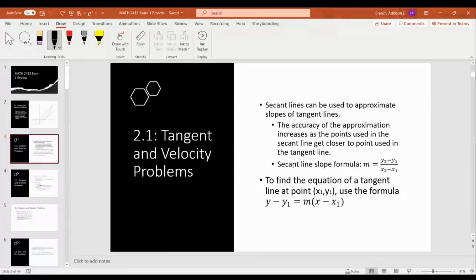So our main secant line formula is just our general slope formula. So the slope is y2 minus y1 over x2 minus x1. And a type of problem you may see like this is they may ask you to find the tangent line of a particular function given a point. For that, you'll use your point-slope formula, which is y minus y1 is equal to your slope times x minus x1.